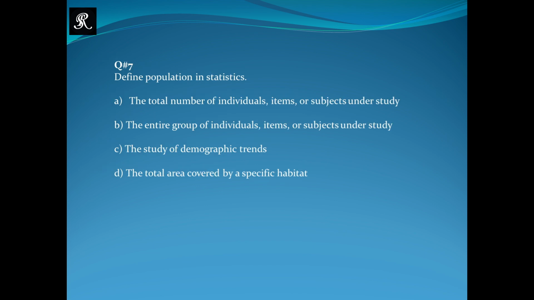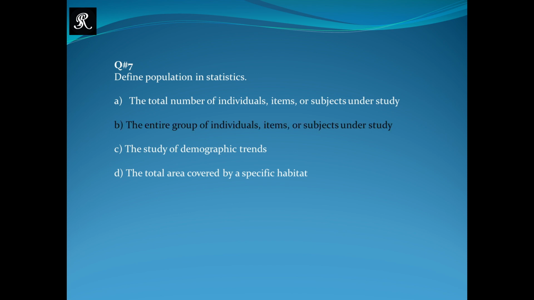Define population in statistics. The total number of individuals, items, or subjects under study. The entire group of individuals, items, or subjects under study. Option C is the study of demographic trends. And D option is the total area covered by a specific habitat. And the right option is option B.